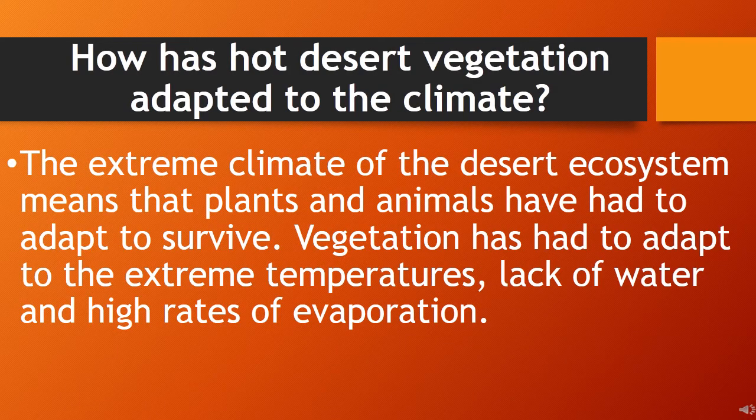I hope you have understood the concept of being flexible. So now, talking about the plant life and the climate, how the vegetation has adapted to the climate. The extreme climate of the desert ecosystem means that plants and animals have had to adapt to survive. Vegetation had to adapt to extreme temperatures, lack of water and high rates of evaporation.